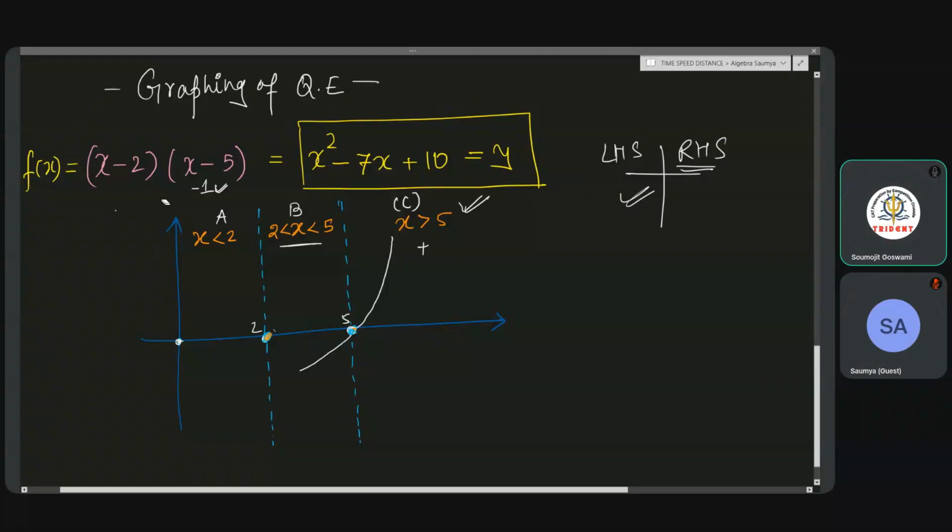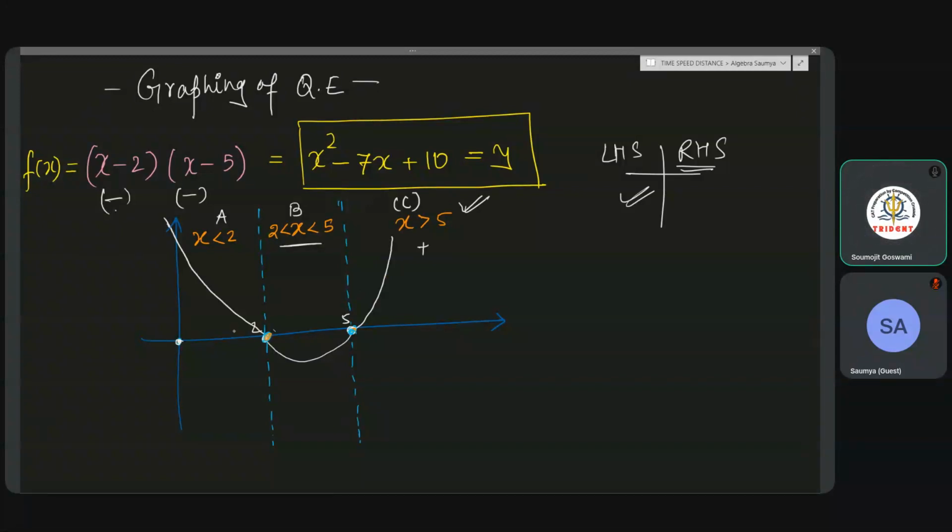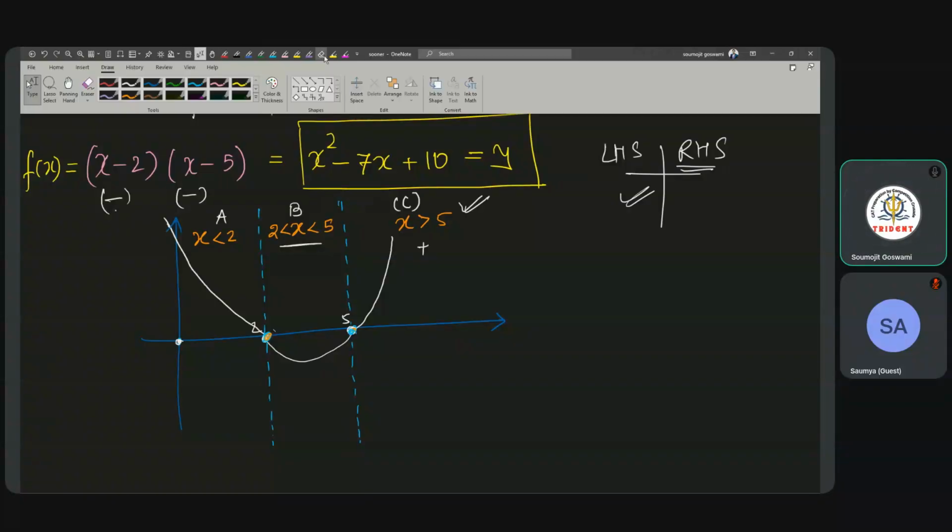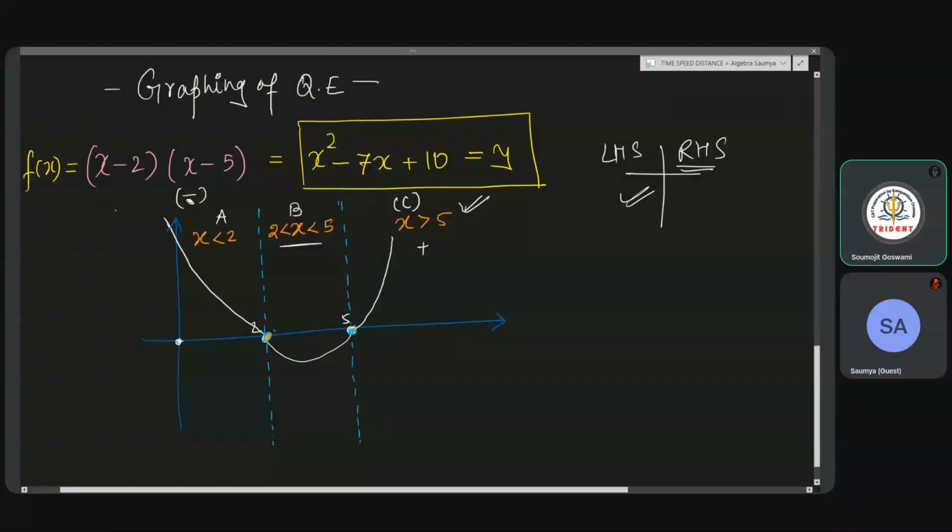Okay, let's see. Now the last territory. So far we have understood that between 2 to 5 it is going to be in the negative zone. Beyond 2, obviously, the LHS is negative. Beyond 5 it's negative into negative, that means it has to be positive, so this range is again going to be in the positive range. And now you know why the graph is like this, a U-shaped graph. Have a look once, internalize it, and after that if there is a question, ask, otherwise we will go to the next idea.